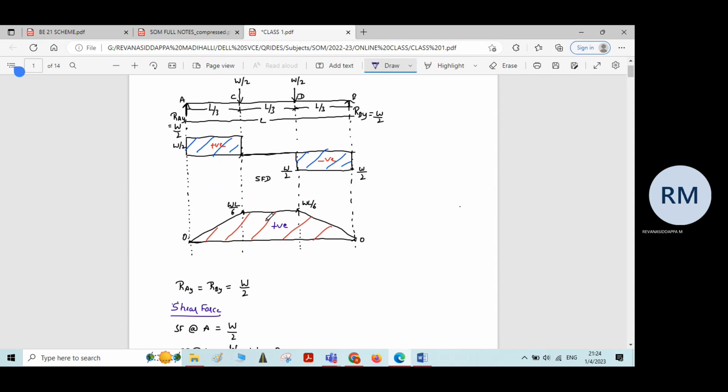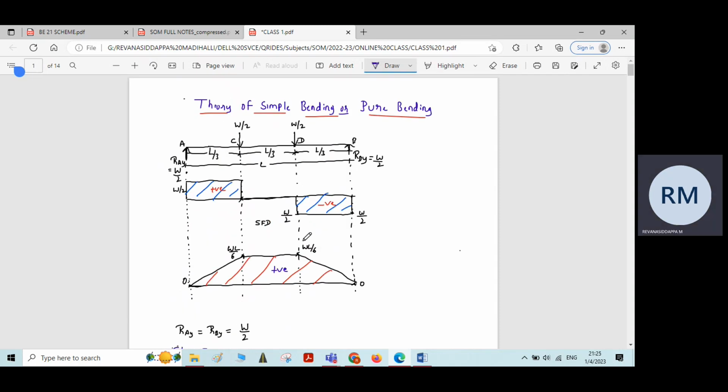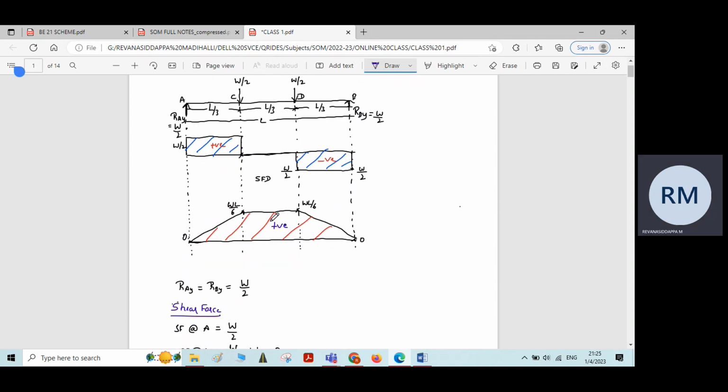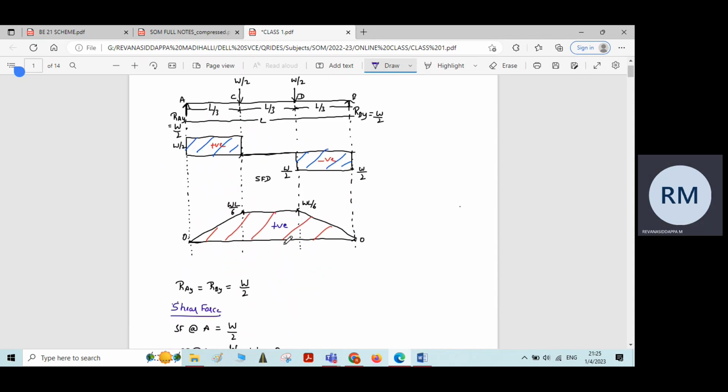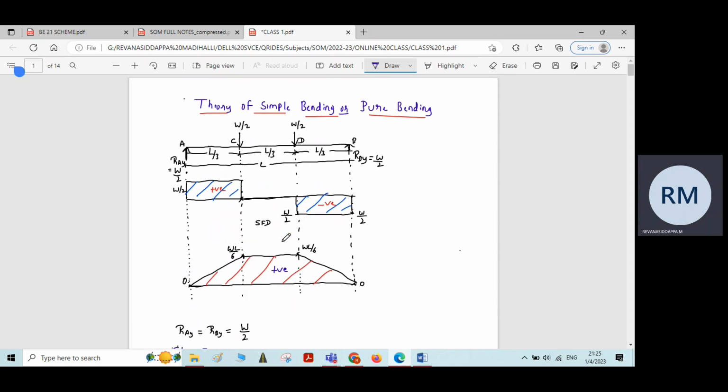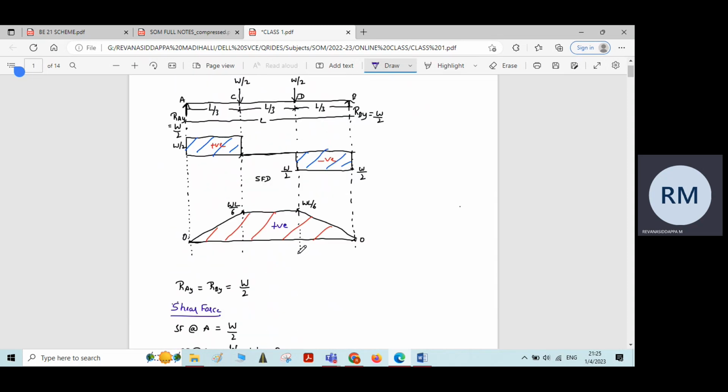Therefore, pure bending is nothing but this: if a beam is subjected to only bending moment and the shear force at that particular span is 0, then that part of the beam is said to be under pure bending. So pure bending is a bending where the shear force is 0 for a specific length of the beam and only bending moment acts on the beam. That is called pure bending or simple bending.